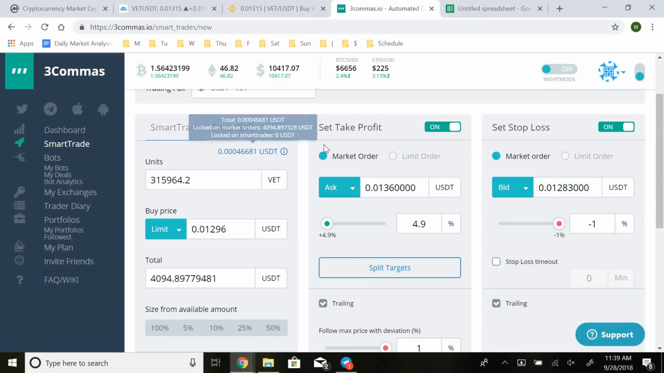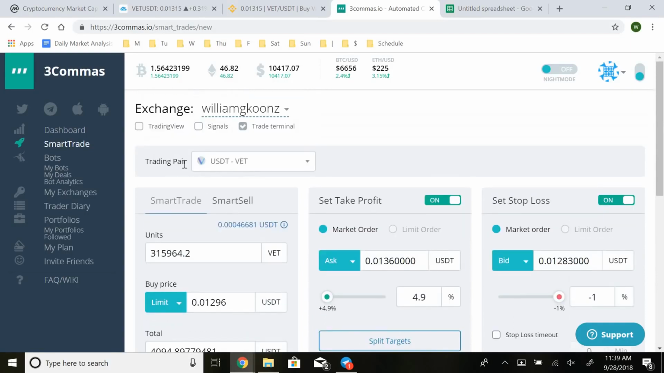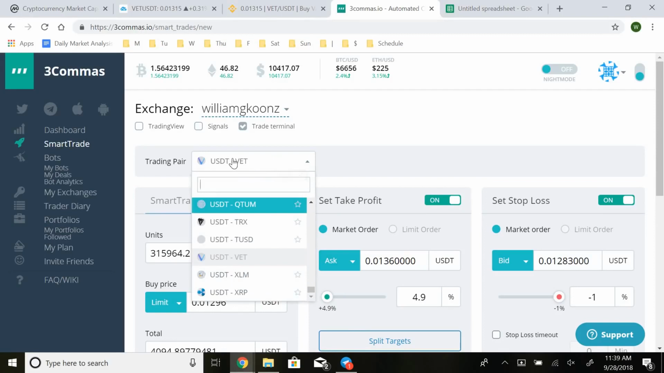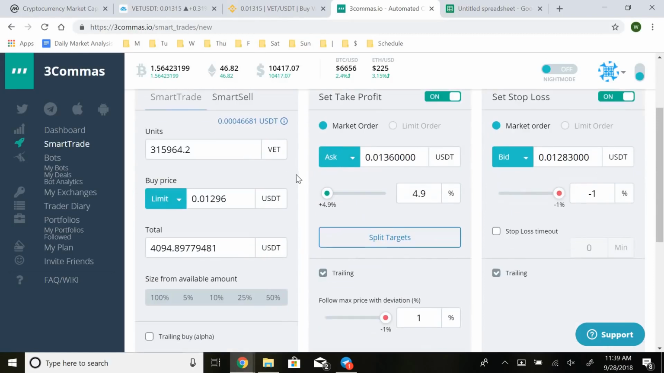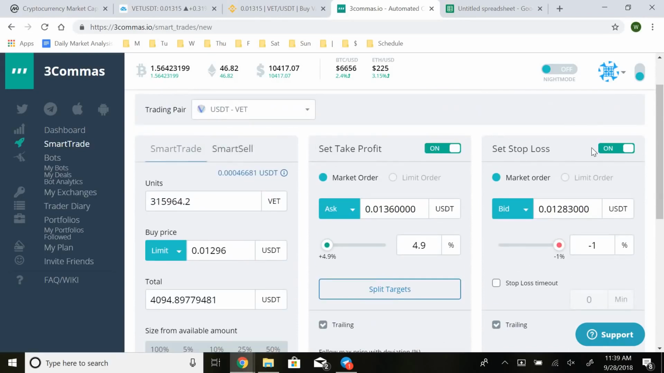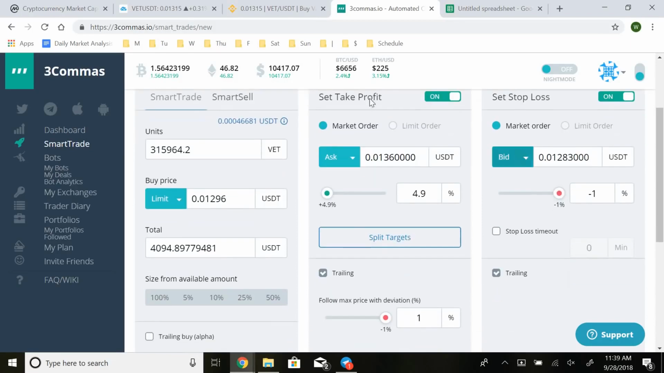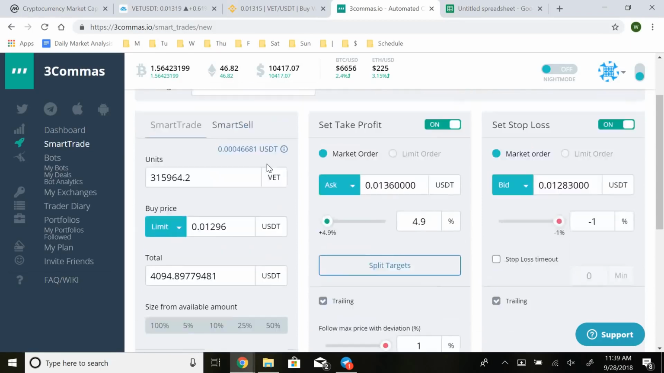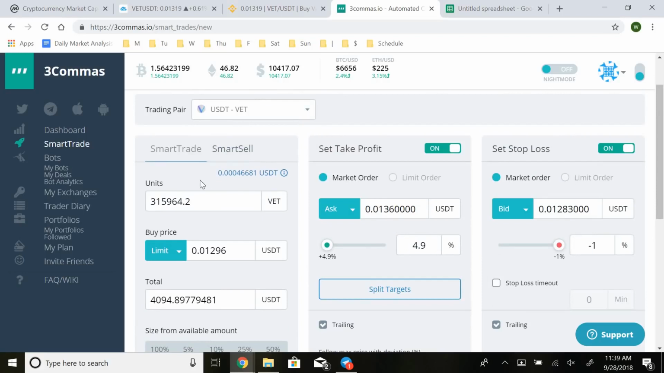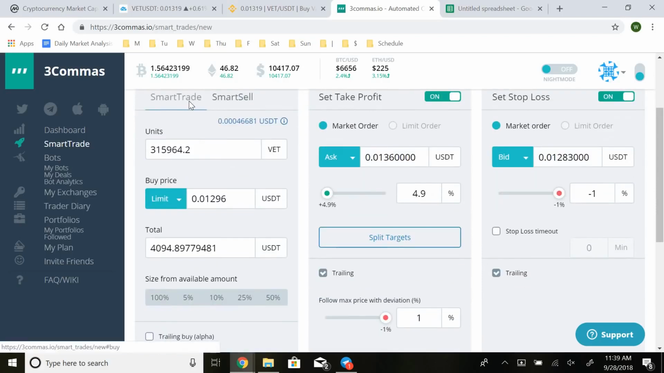So starting off, once you get here, you're going to first want to select the trading pair. For me, I select USDT and VET because that's the pair I want to trade. And then you come down here to these 3 little panels. So you have smart trade, smart sell, set take profit, and then set stop loss. Starting off with the first column, we're just going to focus on this. Smart trade is basically to buy, and smart sell is to sell.